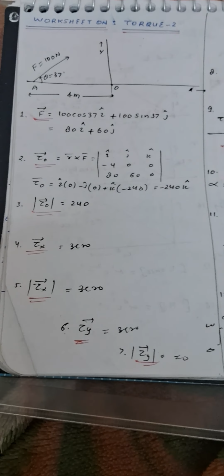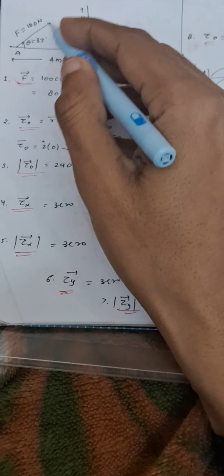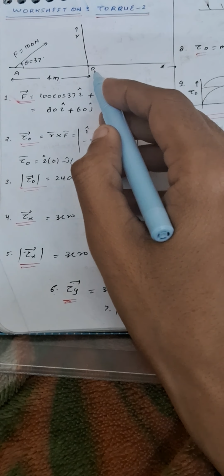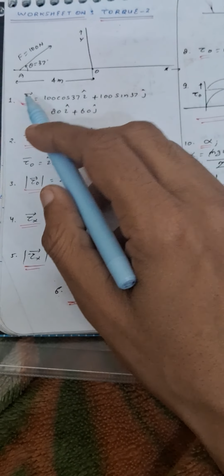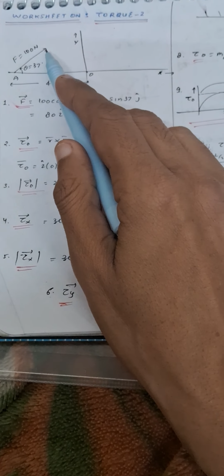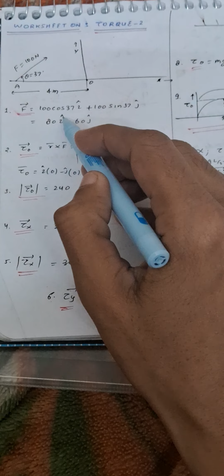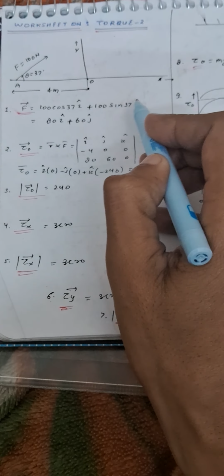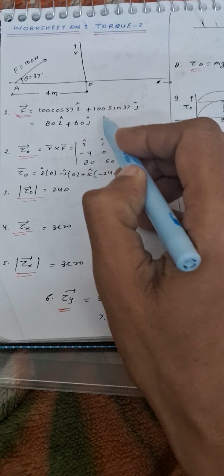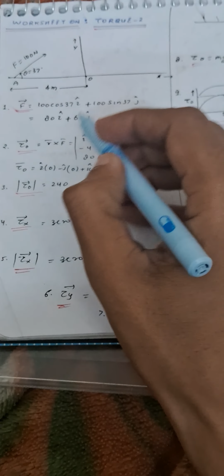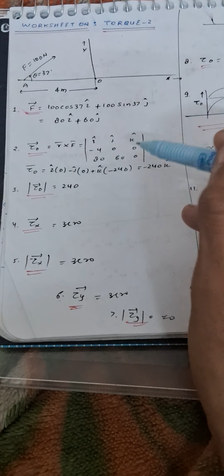We are being given a force at an angle of 37 degrees with the x-axis, and the point of application of force is at a distance of 4 from the origin. The first question is to find the force. Taking the components, force is equal to 100 cos 37 i cap plus 100 sin 37 j cap. Cos 37 is 4 by 5, so that gives 80 i cap. Sin 37 is 3 by 5, it gives 60 j cap. So force here is 80 i cap plus 60 j cap.